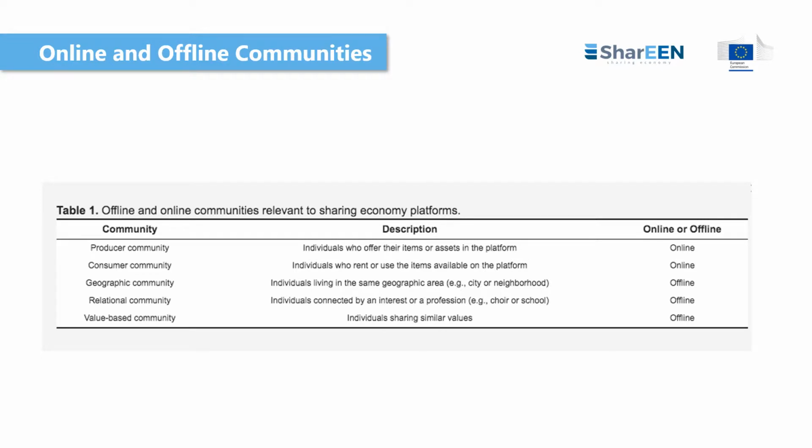Let's move on to online and offline communities, starting with the online communities. The sharing economy community consists of both providers, the ones that supply the goods and services for the sharing, and consumers, the ones that demand these goods or services. As the main participants on the sharing platform, we call them prosumers.